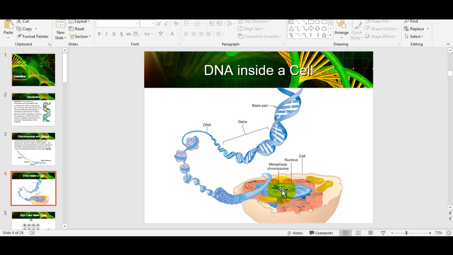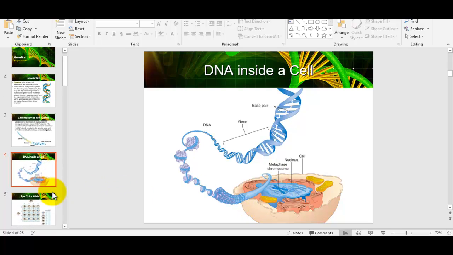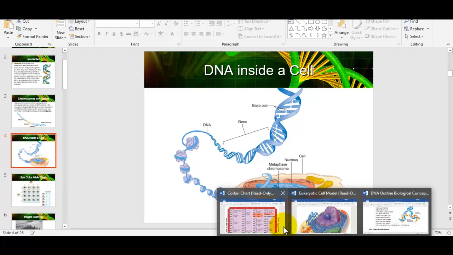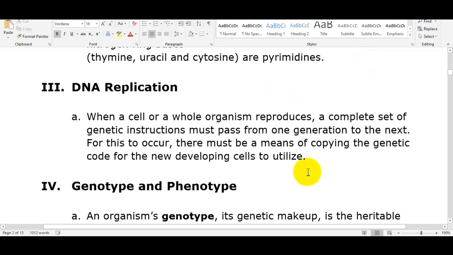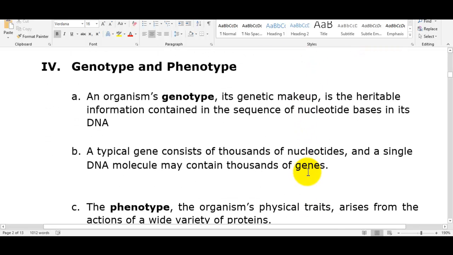So on this particular diagram, remember these are histones, so it's unraveling the DNA, but all that's found within the nucleus. All right, we're about to get to our first little video within the video. Genotype phenotypes.